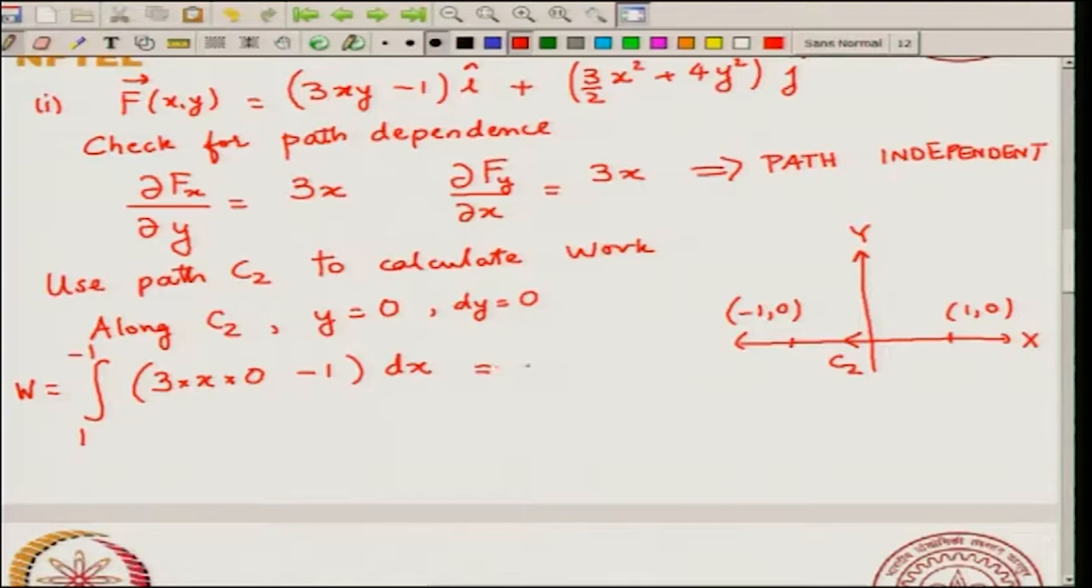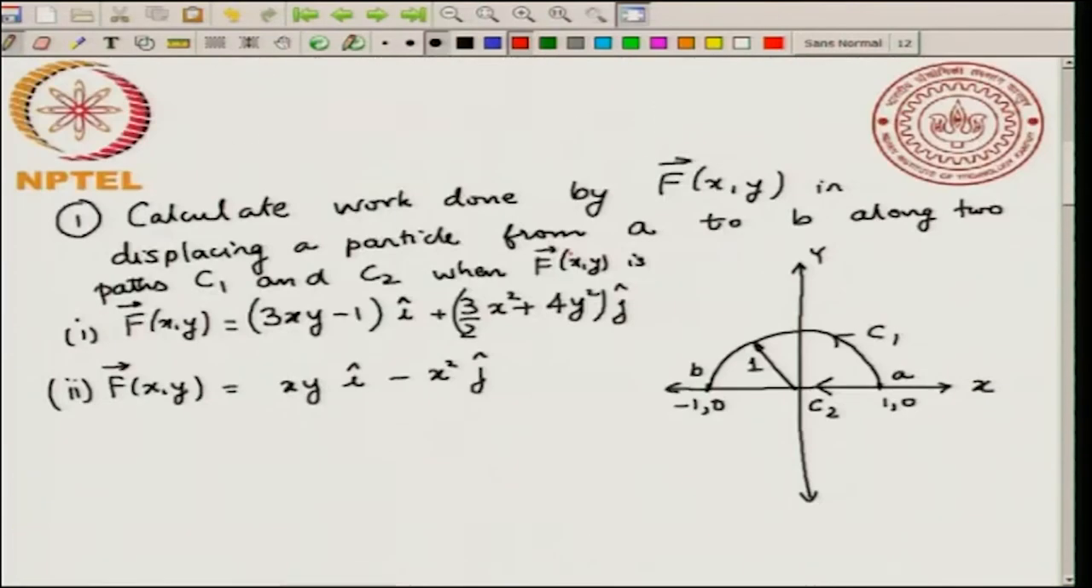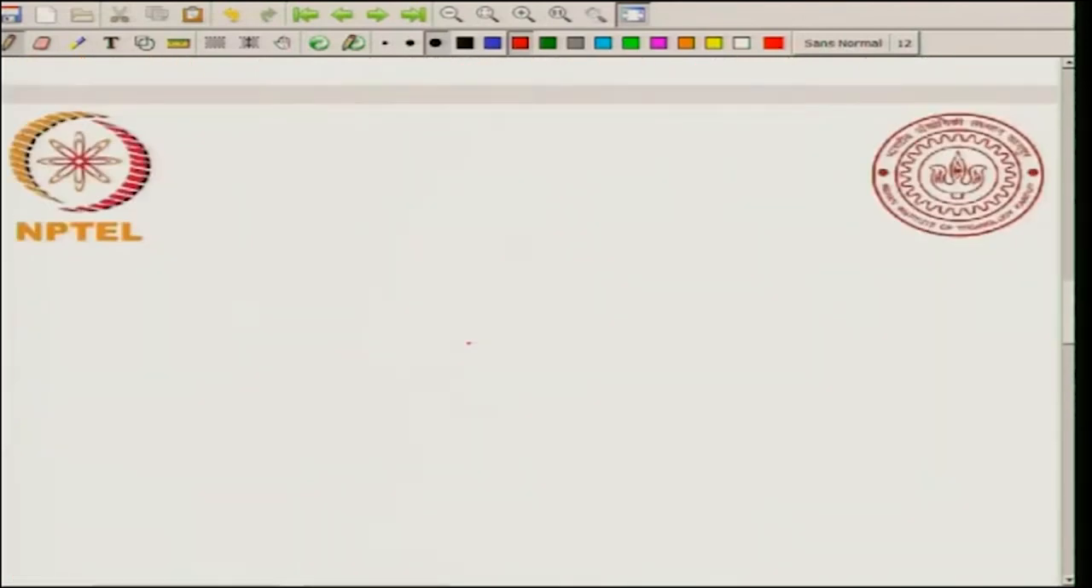This is equal to the integral of minus 1 dx from 1 to minus 1. So we are going from 1 to minus 1 in x. So this is equal to 2. Okay, so that solves the first part, and you can verify, it's a little more tedious, that even if you take path C1, you'll get the same answer. But I won't do that here. But in the second case of the force, we will look at path C1. So let's look at the second case.